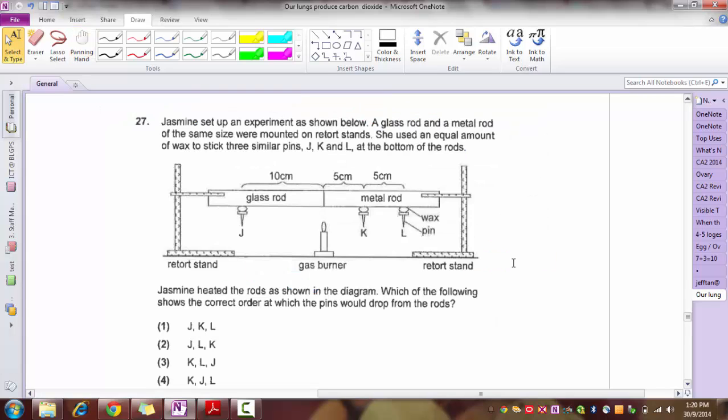Okay, 3 more questions to go. 27. Jasmine set up an experiment with this glass rod, this metal rod, and wax with pins. She heated the rods as shown below. Which of the following shows the correct order in which the pins would drop from the rods? A few things to take note of. My glass rod is a poor conductor. My metal rod, on the other hand, is a good conductor.